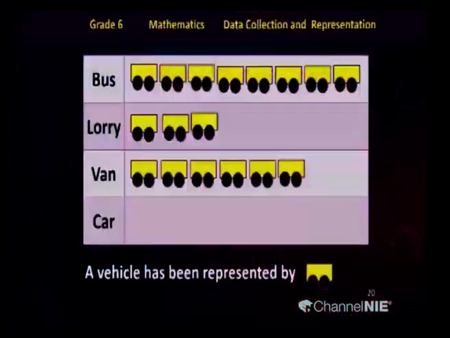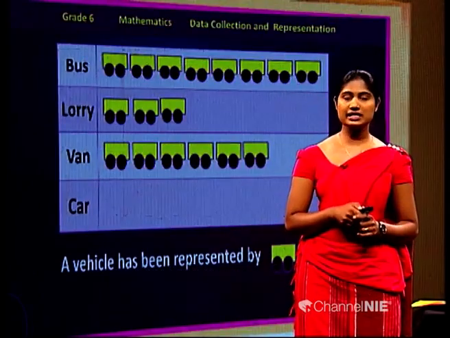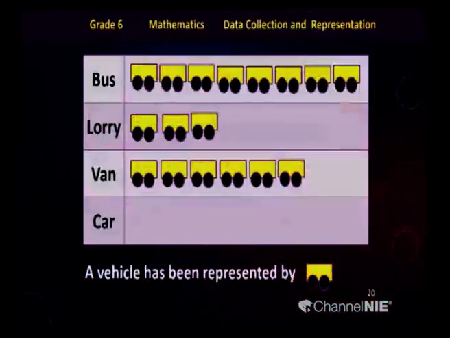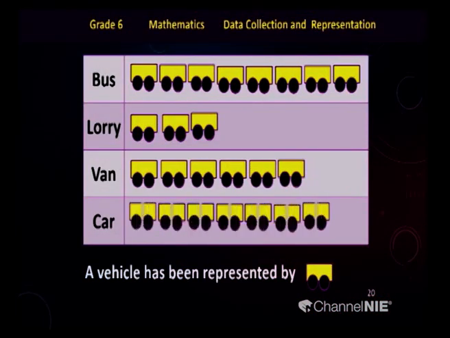We will see vans. How many symbols do we have to use to represent vans? There are 6 vans there. Then we have to use 6 symbols here. Then let us see how many cars. 1, 2, 3, 4, 5, 6, 7 cars here, because we have used one symbol for one vehicle. There are 7 cars in that table. So, we have to use 7 symbols to represent these cars. Then this is very easy for you children, because we have to use these symbols.